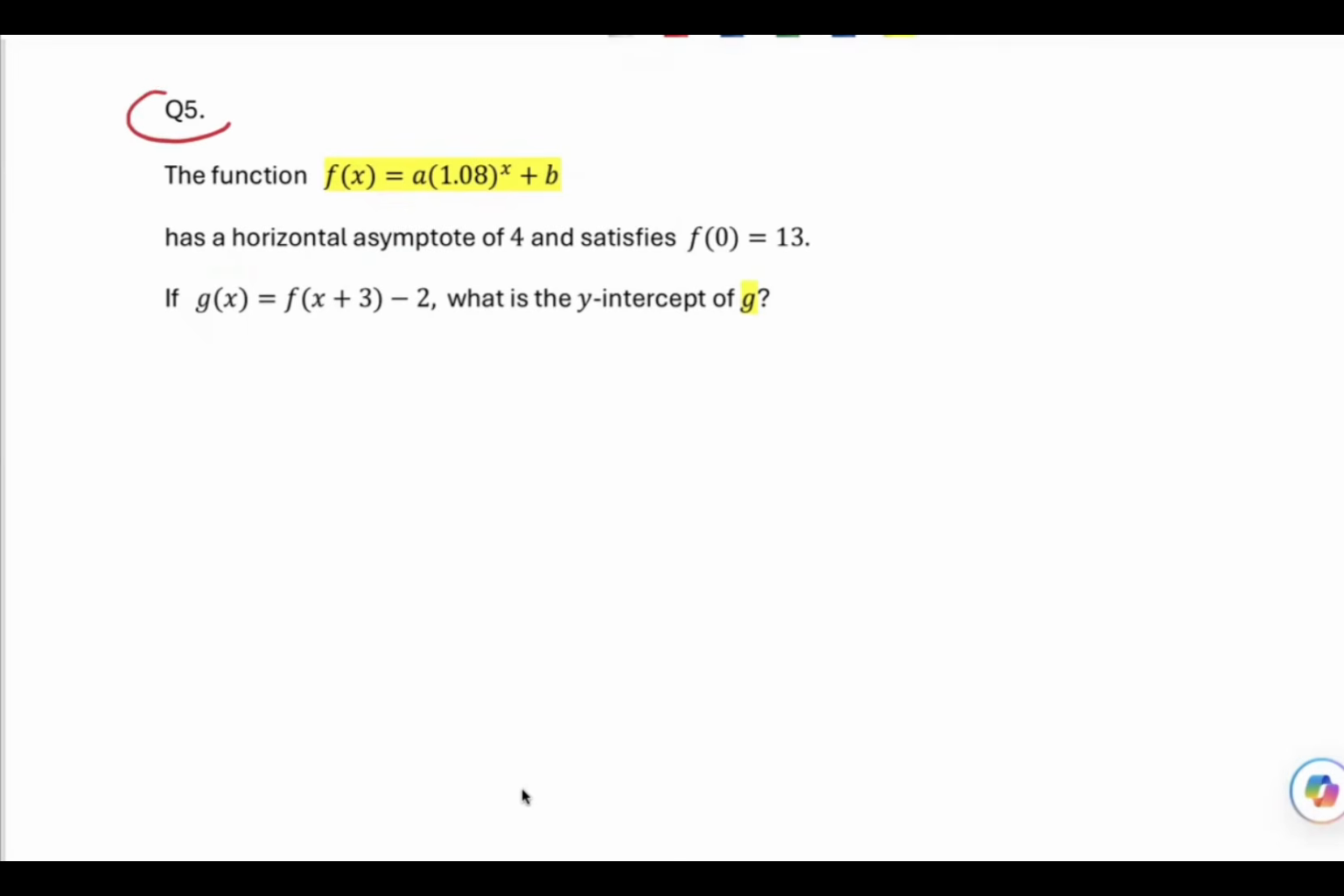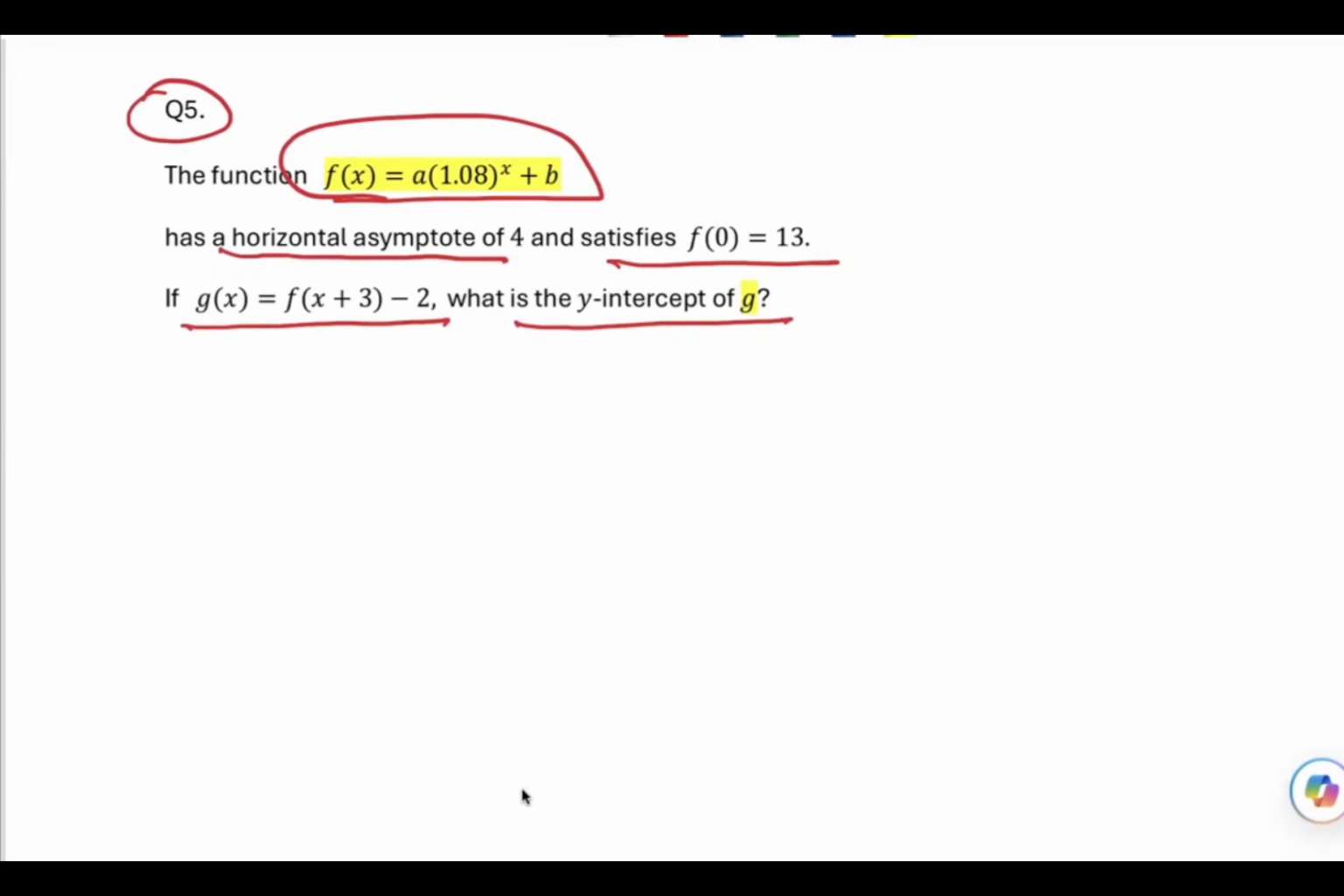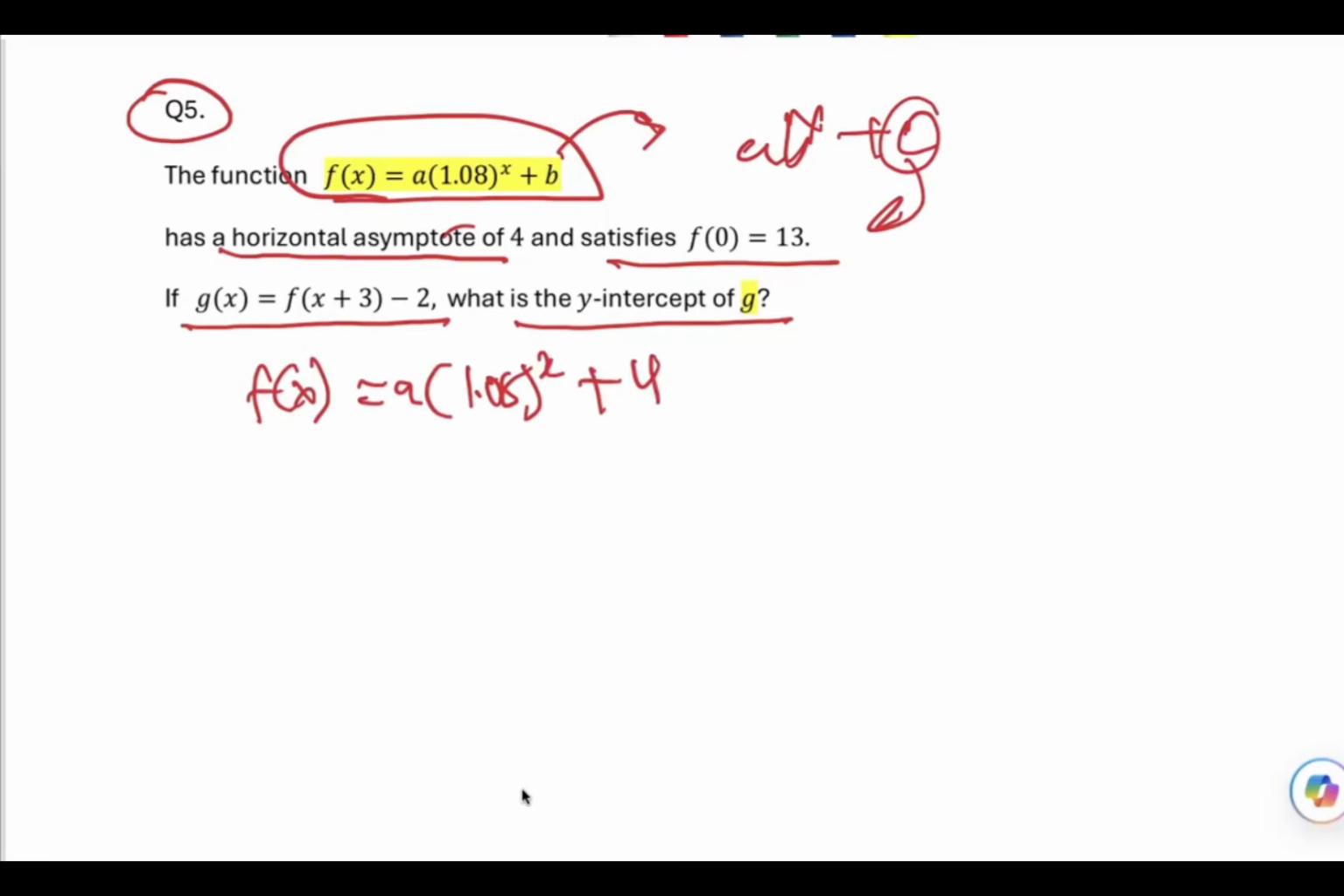Question 5, we're going to use algebra and Desmos. This is the expression given. Yes, horizontal asymptote at 4 and satisfy this equation. If this is equal to that, what is the y-intercept of g? This is a classic SAT question. I wrote it to trap you, but I want you to think about certain things. What is a horizontal asymptote? This expression is the same thing as a times b to the x plus c. The c is the horizontal asymptote. That means this expression can be written as f of x equals a times b to the x plus 4. That's all.